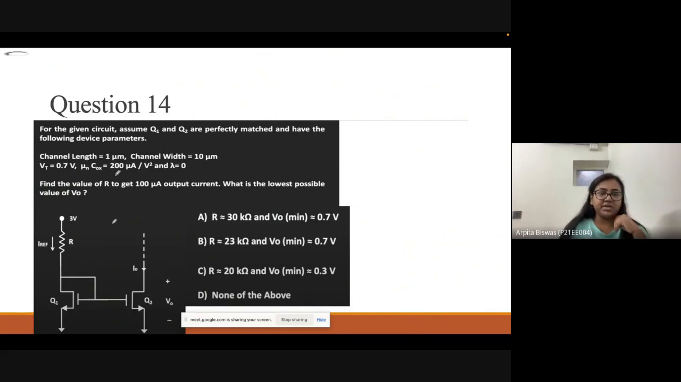For the given circuit, assume Q1 and Q2 are perfectly matched and have the following device parameters. Channel length is 1 micrometer, channel width is 10 micrometer, VTH is 0.7 volt, mu n COX is 200 microamps per volt square, and lambda equal to 0. So find the value of R to get 100 microamps output current. What is the lowest possible value of V output? So you just have to find the minimum value of V output. Just try this one.